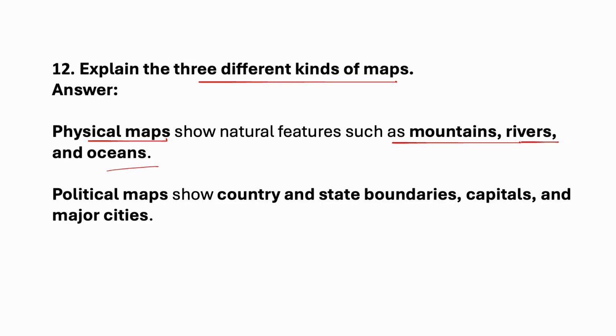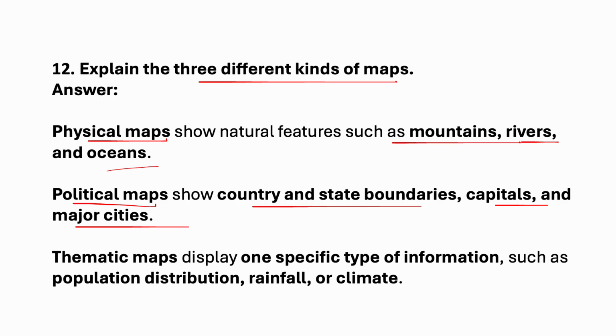The next one, political maps show country and state boundaries, capitals, and major cities. A political map shows man-made boundaries. It includes countries, states, capitals, and major cities.